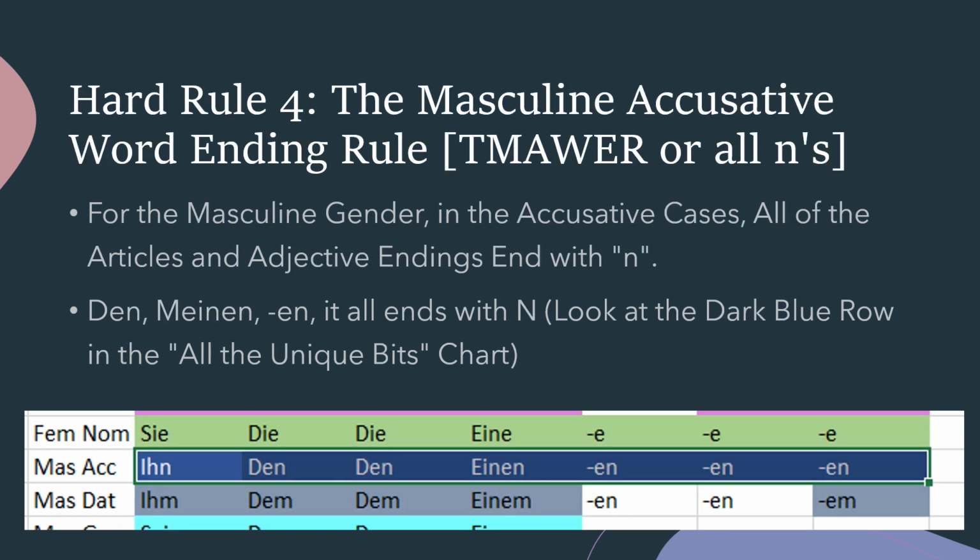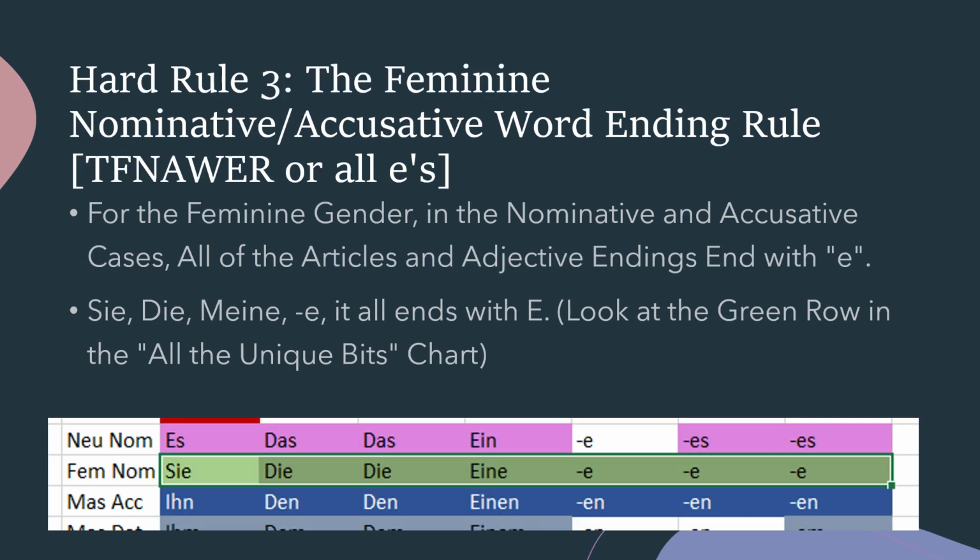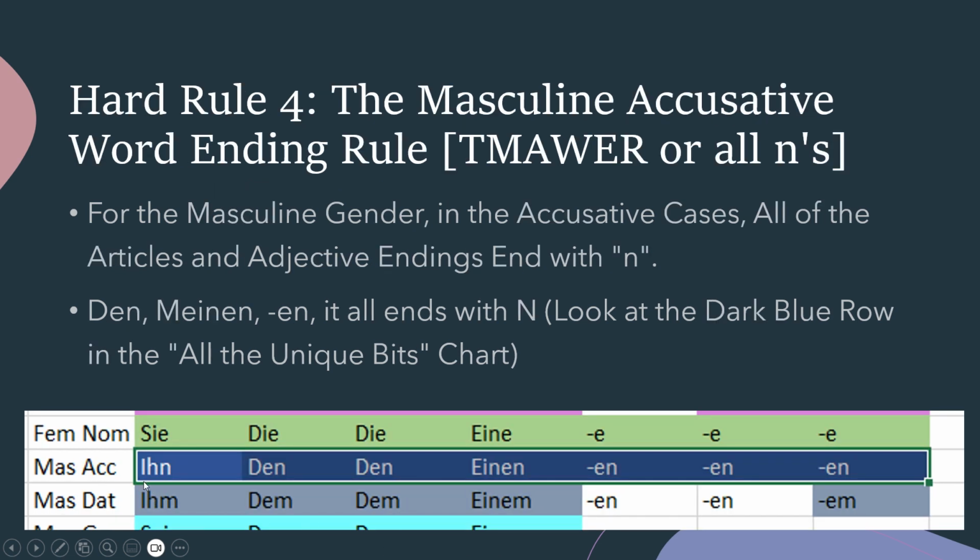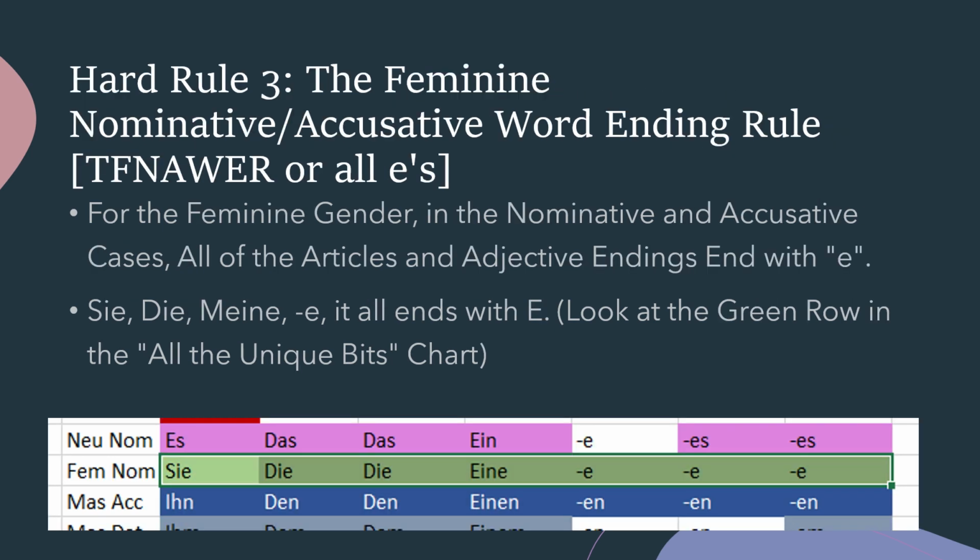Now, the masculine accusative word ending rule, or the all N's rule. Basically, the exact same thing. You just look below here. Oh, wait, these all end with N. How convenient. It is einen, den, einen, en, en, en. If it's masculine accusative, it is ending with N. Same also, by the way, with the plural dative as well.